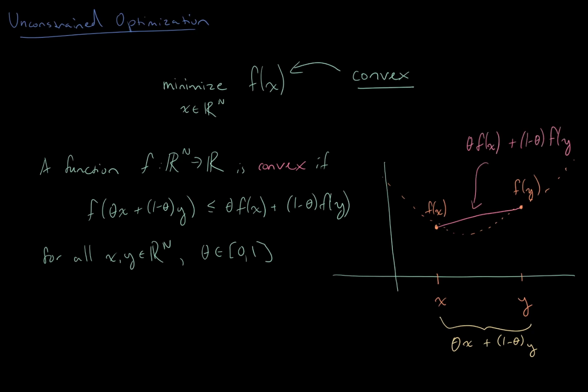And all this inequality is saying is that f is convex if it stays below this line. And the key is that this has to hold for any possible x and y. So anytime you pick a pair of points, if you draw a straight line between them, the function has to stay below that line. So that's the basic idea of convexity.